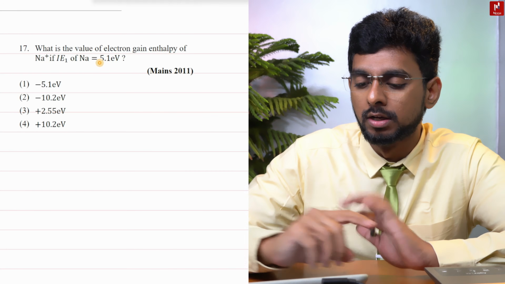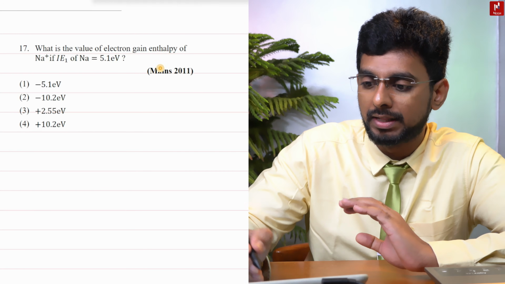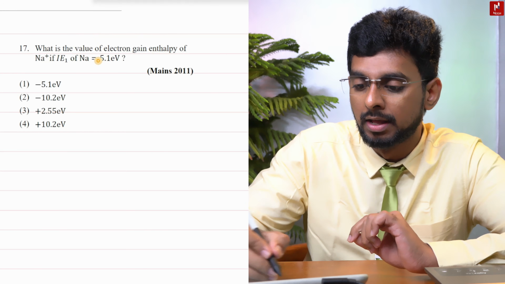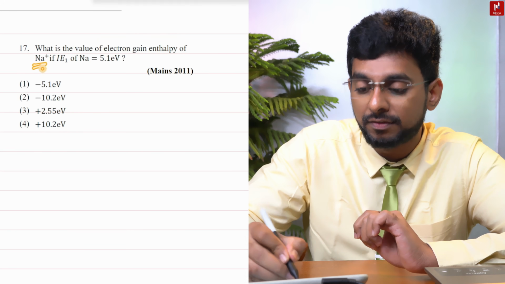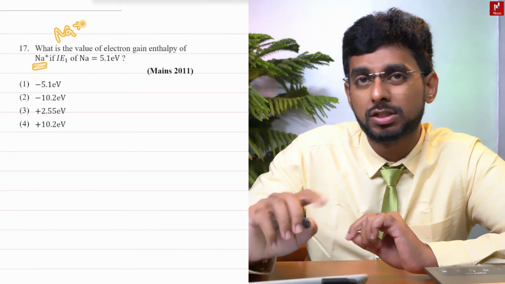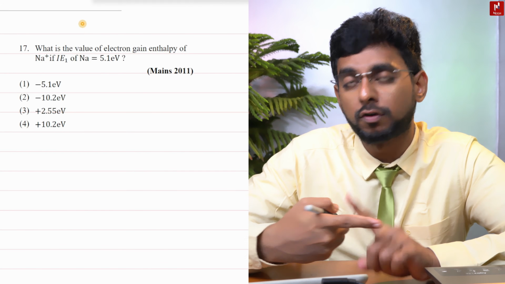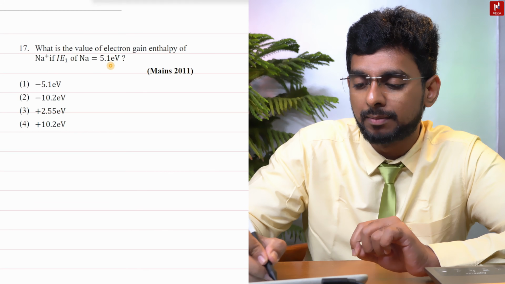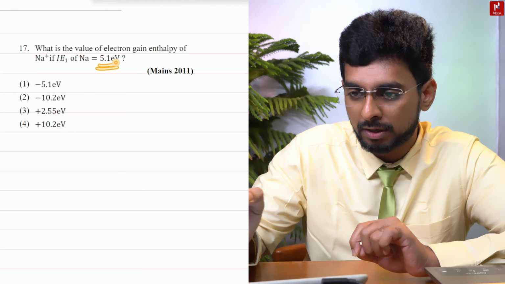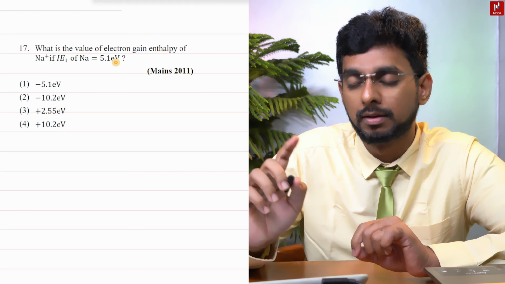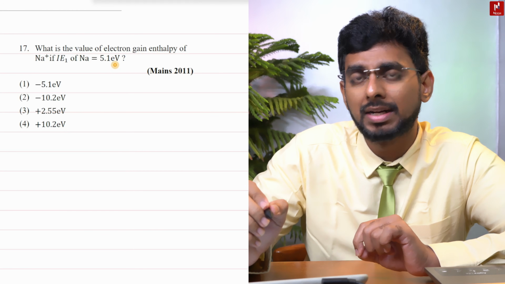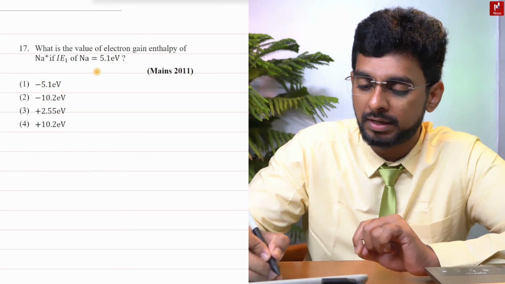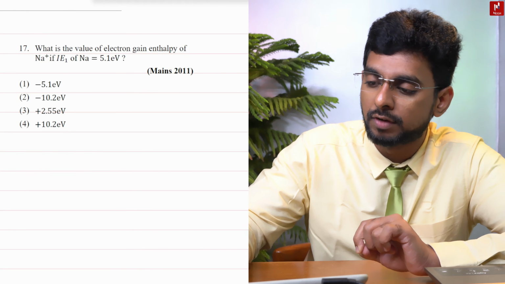Fine. So here they haven't asked us to find the electron gain enthalpy of the sodium atom. Here they are asking us to find the electron gain enthalpy of the Na plus ion. So it has to be the opposite sign of the ionization enthalpy, right? Got it? Here the ionization enthalpy is 5.1 electron volt. If the same electron moves into it, then that has to be negative. So it should give you minus 5.1 eV.